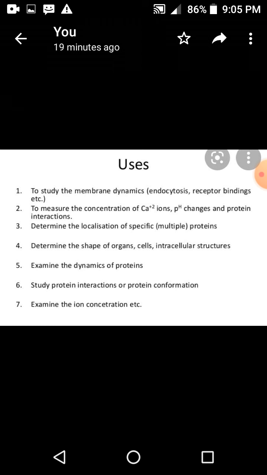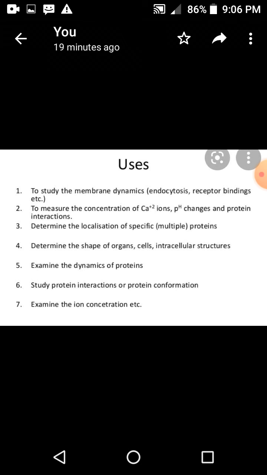Light microscopes are used to study living cells and for regular use when relatively low magnification or resolution is enough to study membrane dynamics. Okay, to measure the concentration of calcium and calcium changes and protein interactions, determine the location of specific proteins, determine the shape of organelles, cells and intracellular structure, examine the dynamics of proteins, study protein interaction or protein conformation, and examine the ion concentration. These are the uses of the light microscope.